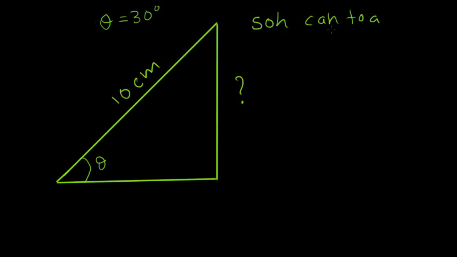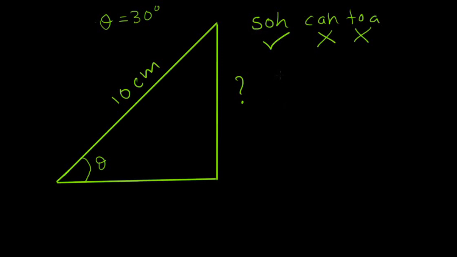This part has a hypotenuse but does not have an opposite. So we can cross this one out. This has an opposite but does not have a hypotenuse. So we can cross this out also. This part has an opposite and a hypotenuse. So this is the one we are going to use. So we are going to use sine.